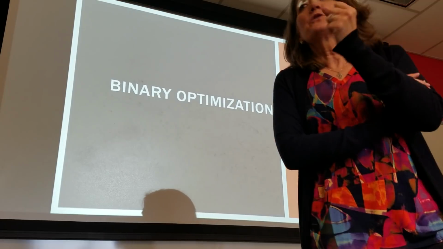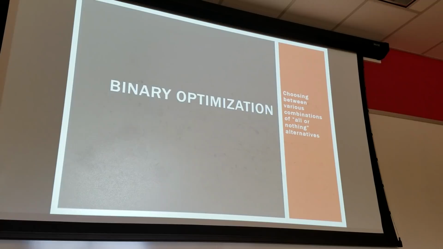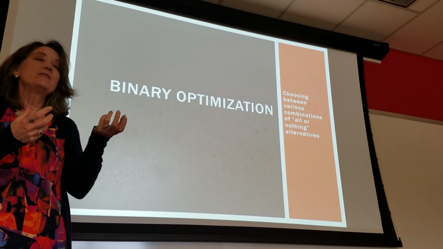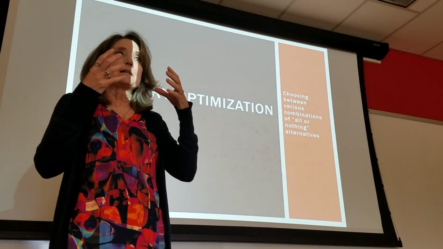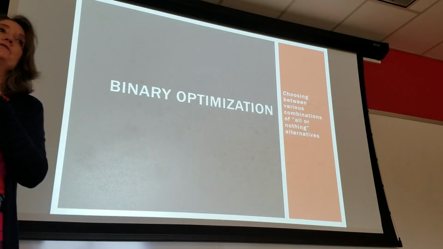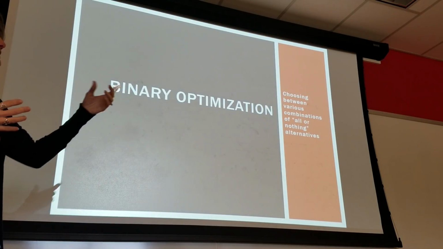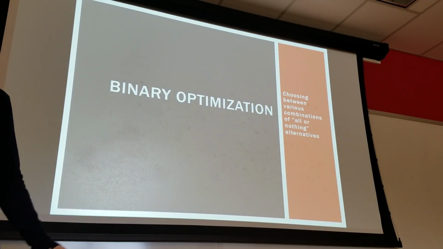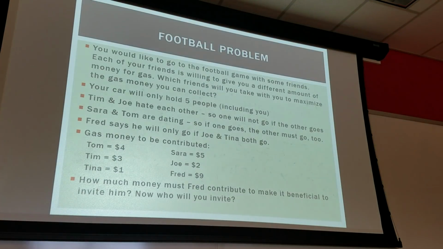Okay. So a binary problem, we give it this name because it's using binary variables, zeros or ones, and those zeros and ones are triggering something. It's something happens or doesn't happen. You do this or you don't do this. This binary variable is going to trigger this all or nothing kind of thing.